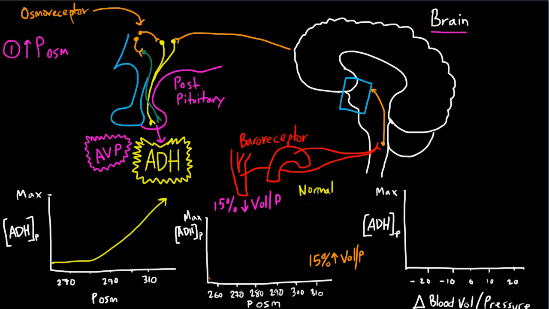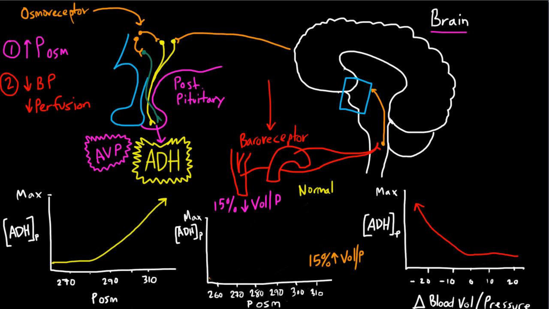However, there's a second and also important input here. The second stimulus is low blood pressure or low perfusion. So baroreceptors in the carotid body and the aortic arch can stimulate ADH secretion through an interneuron. Okay, and this has been studied. If there's been a change in blood volume and blood pressure, once you start having a negative change in blood volume, ADH secretion will increase.